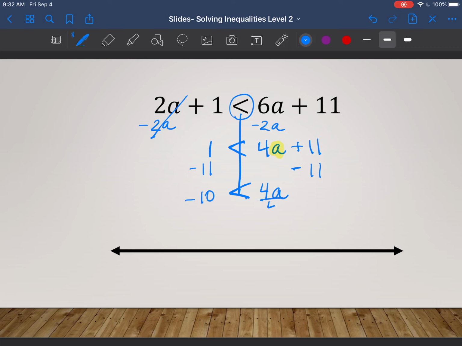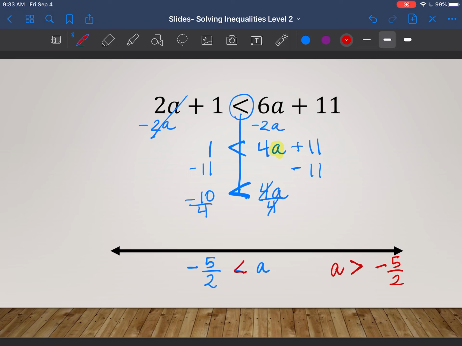Now we can divide by the 4. Since I am dividing by a positive number, I do not flip this inequality. Negative 10 over 4 is the exact same thing as negative 5/2, or negative 2.5. And then the 4's canceled. Now remember, when we're writing our solution, we always want to write the variable on the left, the number on the right, and since this was facing the a, it still has to face the a.